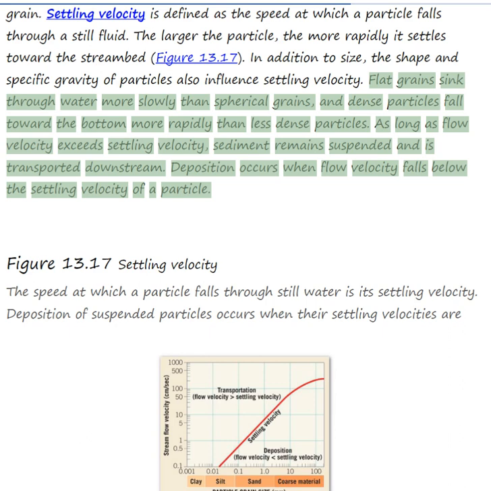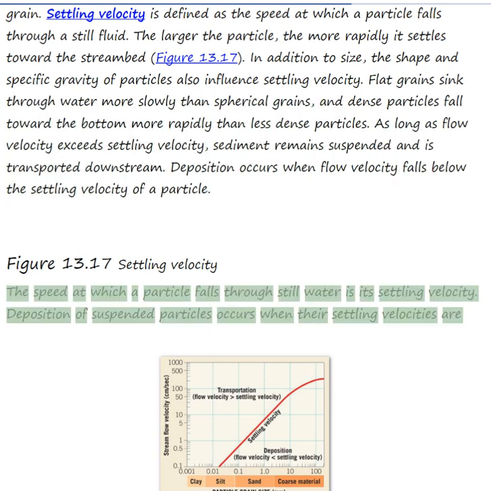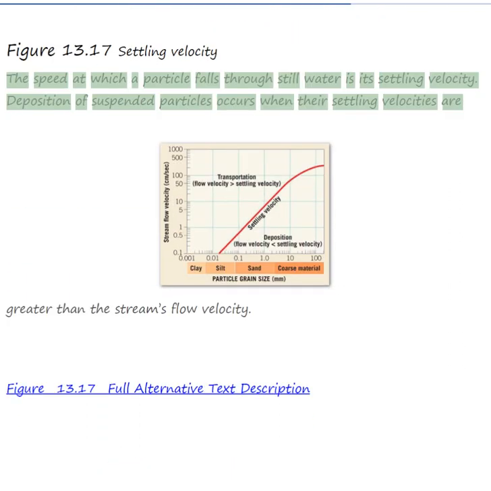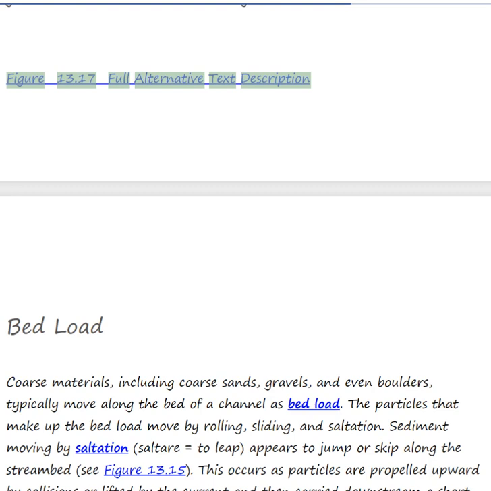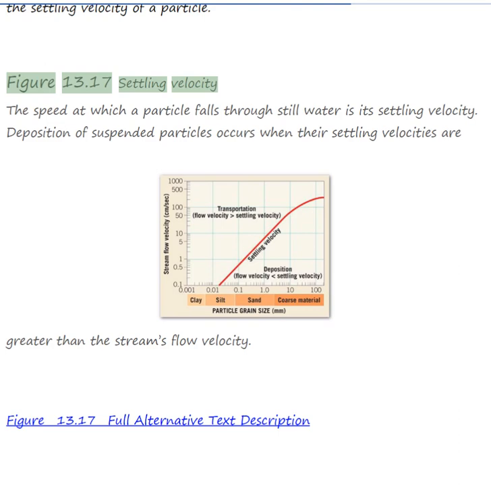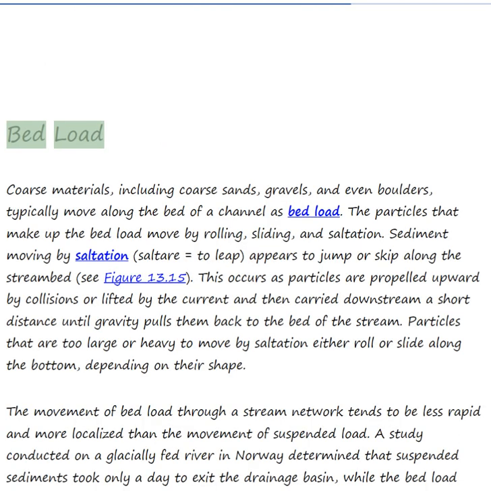Deposition occurs when flow velocity falls below the settling velocity of a particle. The speed at which a particle falls through still water is its settling velocity. Deposition of suspended particles occurs when their settling velocities are greater than the stream's flow velocity. Figure 13.17 Full alternative text description. Figure 13.17 Settling velocity.